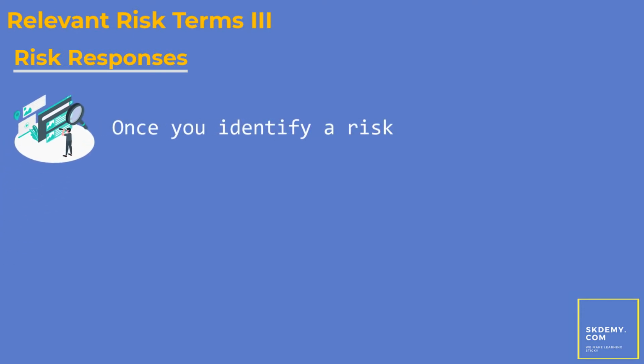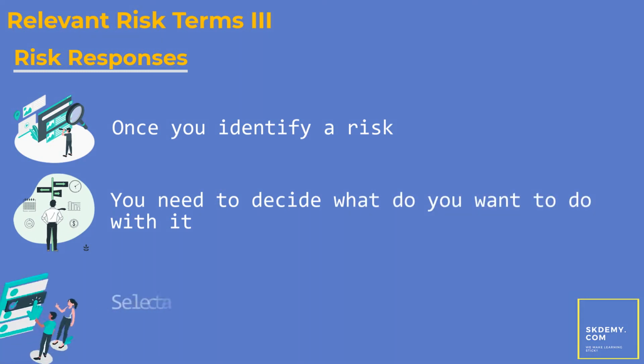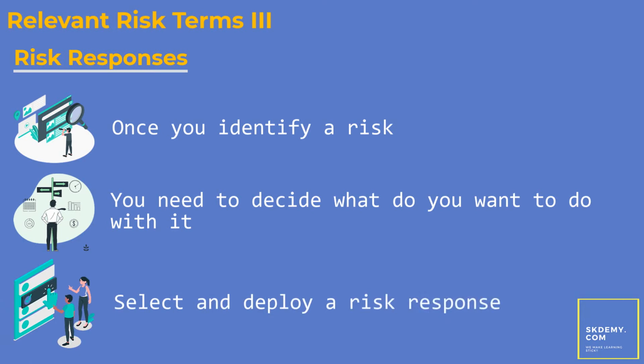Risk responses. Once you identify a risk, you need to decide what you want to do with it. In deciding a response to a risk, you will select and deploy a risk response. You should consider the severity and prioritization of the risk as well as the business context and associated business objectives. Finally, your selected risk response should also account for the performance targets of the organization.